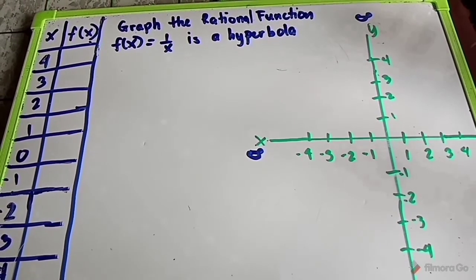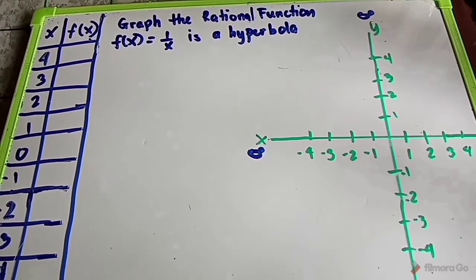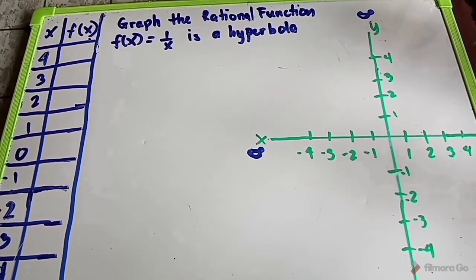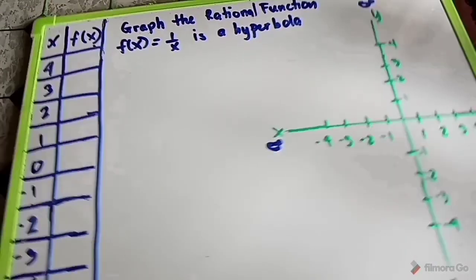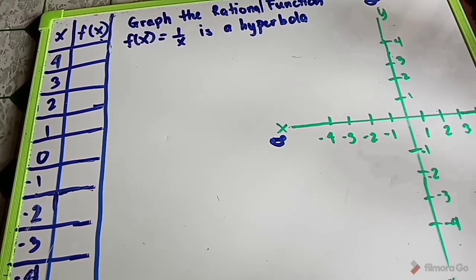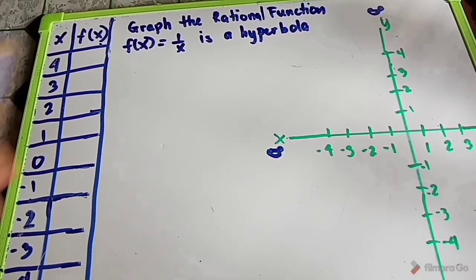Okay guys, welcome to our topic, rational function, where f of x is equal to 1 over x is a hyperbola. So all you have to do is to first make a table of x and f of x, which is equal to y. So we have 0, 1, 2, 3, 4 as positive, negative 1, negative 2, negative 3, negative 4. So all you have to do is to substitute the value of x in f of x. We know 0. So 1 divided by 0 is undefined.